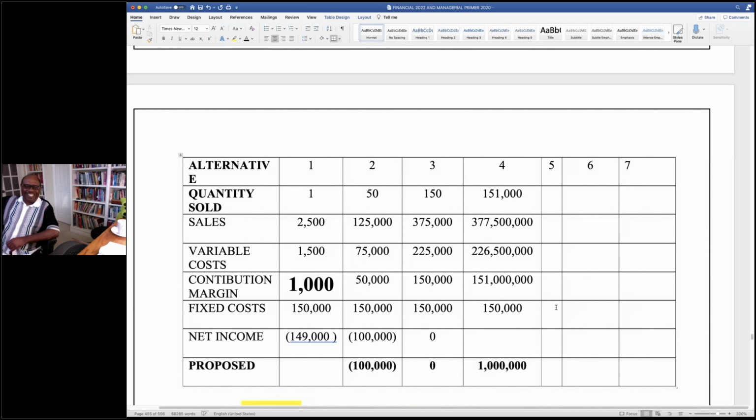150,850,000. Or no, don't worry about it. That's what I got too. All right. What's the sales again? Over cost. What's the variable cost? 226,500,000. What's the contribution margin? 151 million. 1,551,000. Professor Boyd, but you know what? The quantity sold is wrong.